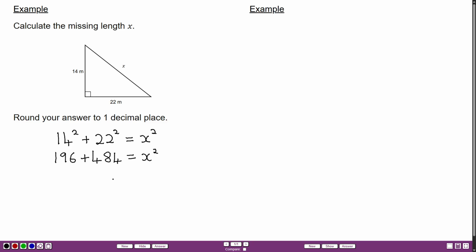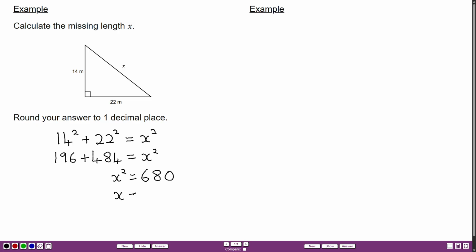Now I'm going to switch these round and write it as x squared equals, and I'm going to work out these two. So 484 plus 196 is 680. Now be careful here. We've worked out what x squared is. x squared is 680, but obviously, this length can't possibly be 680. We need to do a final step, which is to square root both sides.